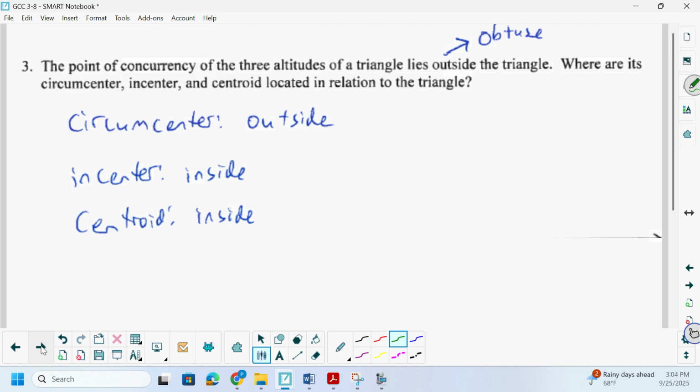If our point of concurrency for the altitudes, so apple orchard, so think orthocenter, the orthocenter, if it's outside the triangle, we must have an obtuse triangle. The ones that involve a right angle, so the altitude and the perpendicular bisector, are the only ones that can change location. So the perpendicular bisector, which gives us the circumcenter, would also be outside. The other 2, incenter and centroid, would be inside because they're always inside the triangle.